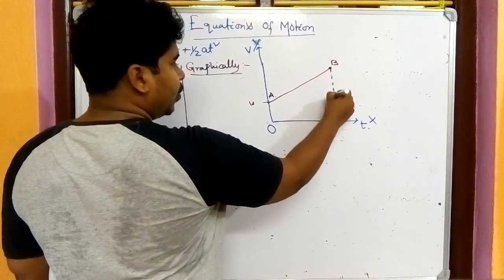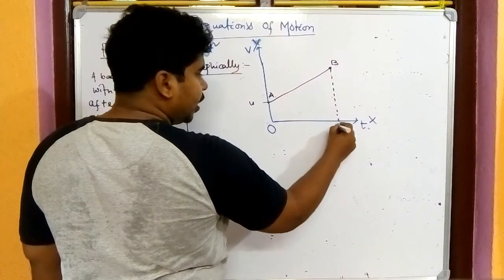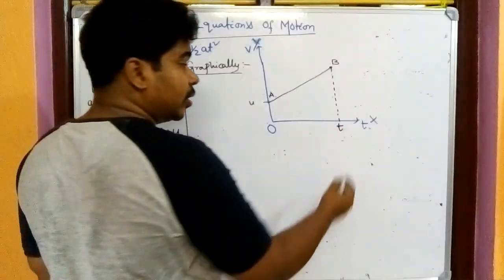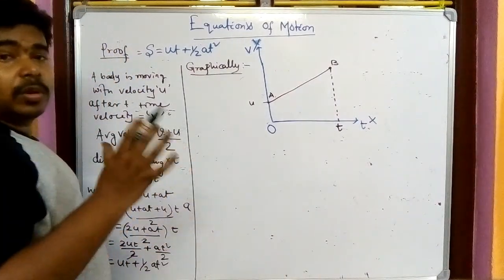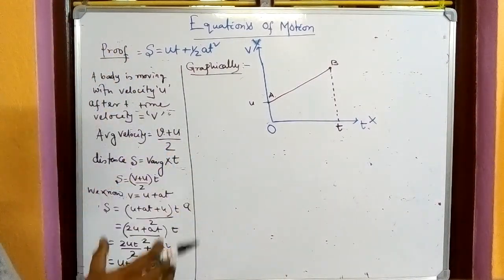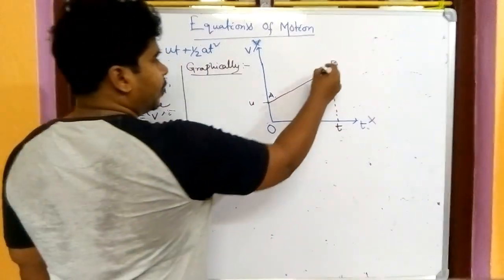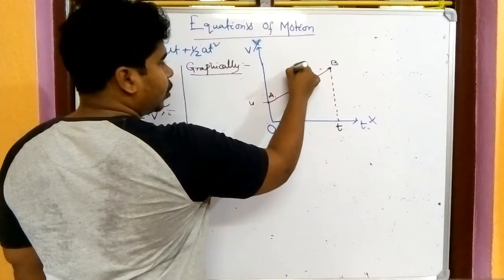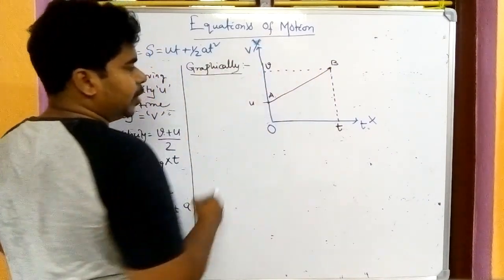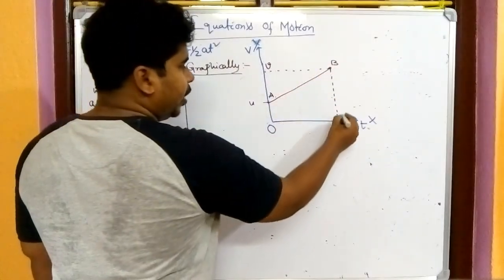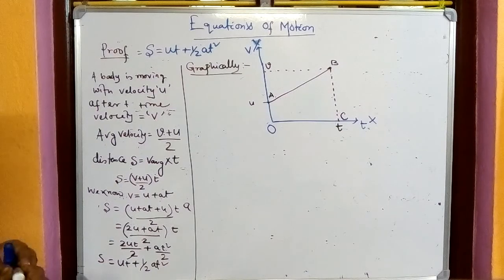I have to draw a perpendicular here. So at this point the time is t. I have told earlier also, this t is the value that at point B the time is t. That's why I have given a different color. And here if I draw a perpendicular to the velocity axis, the velocity is v. So it is A, B, and this point is C.